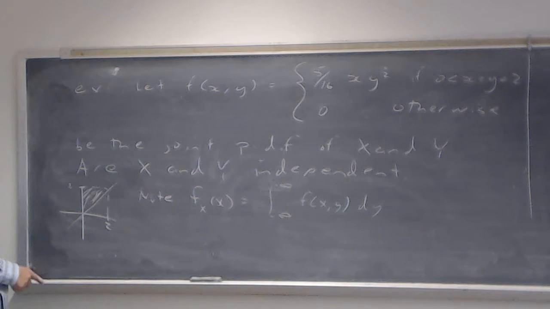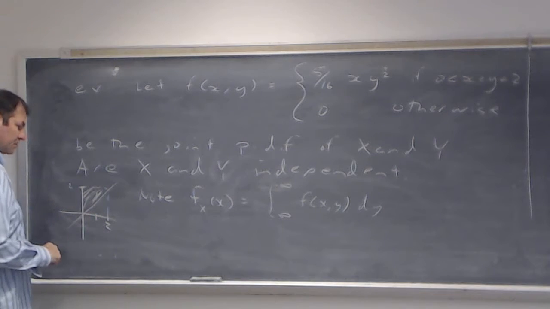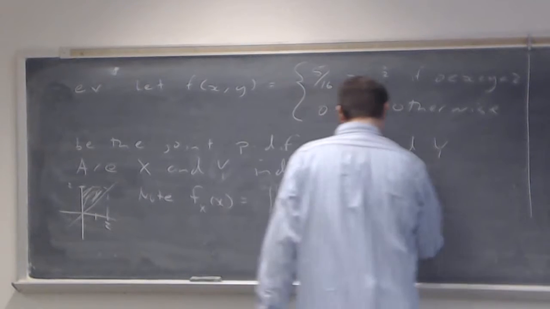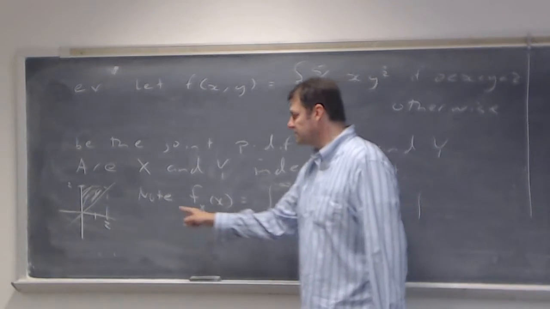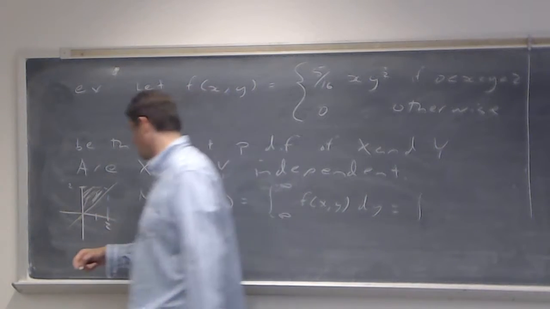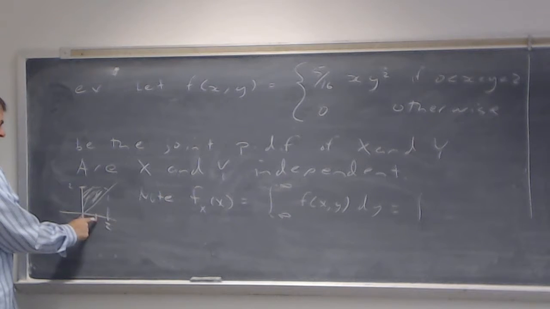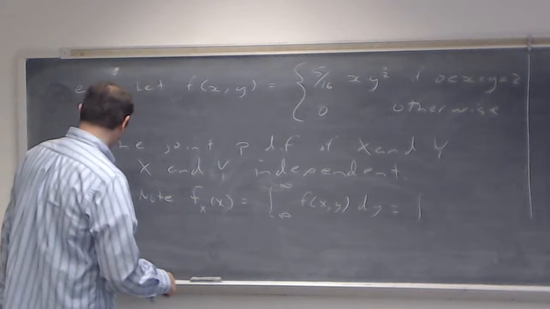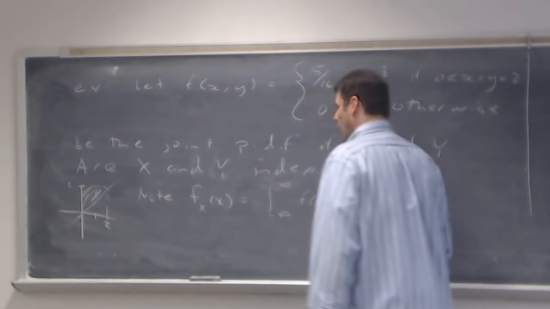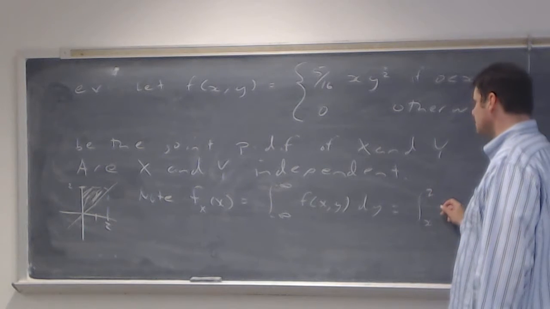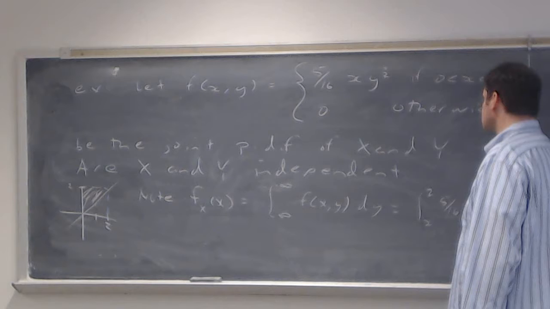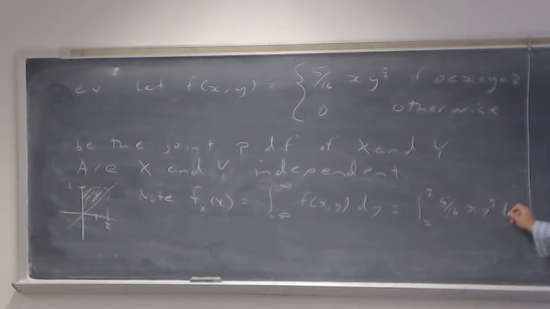Now the x values run from 0 to 2. So here, this ought to be the integral where each x value can run from 0 to 2. But for a fixed x value, what does a y value run from? The y values will run from that line, which is x, up to 2. And so here, this will be 5/16 x y squared dy. That's what we have.